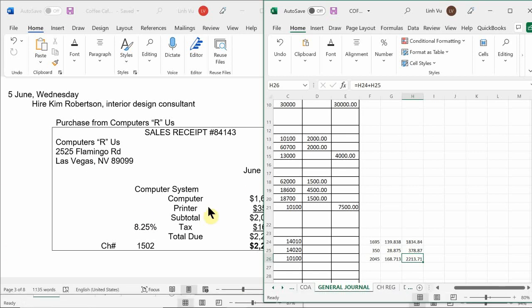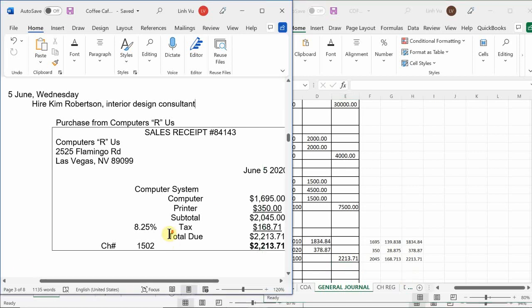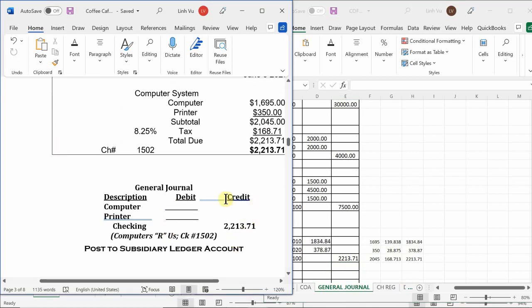Right? So in this case, I distributed my tax. That means the cost of the computer is a grand total of $1834.84, and then the cost of my printer is going to be $378.87, which, right, if I add those numbers up together, gives me my total amount that I paid with a check of $2213.71. Okay, and that's exactly what we had to do. We had to calculate how we got to this number.